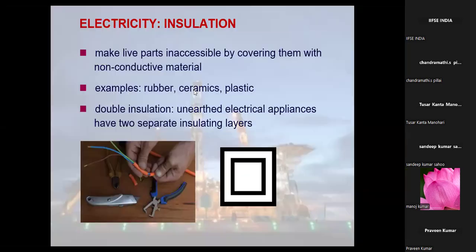So first is the physical protection. Make live parts inaccessible by covering them with non-conductive materials. That is why we go for insulation. The insulation can be of rubber, ceramic or plastic. Now double insulation: electrical appliances have two separate insulating layers. Now all those electrical appliances that have double insulation have this particular mark.